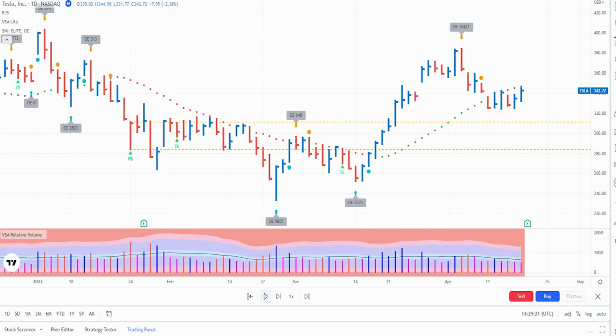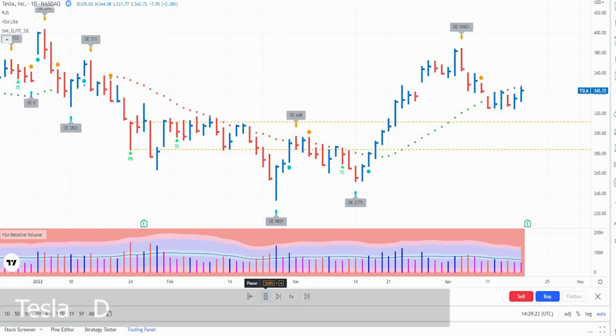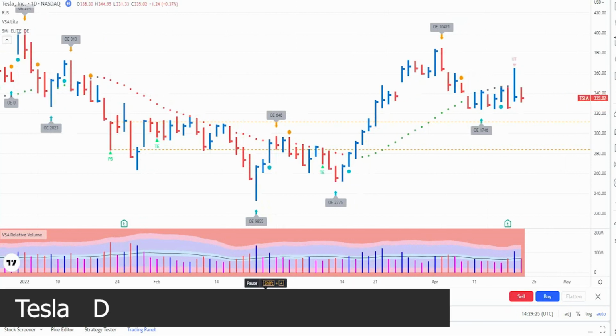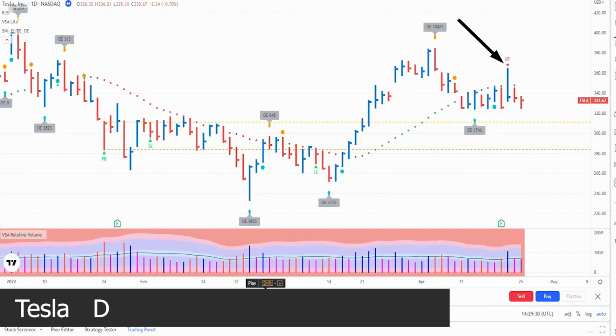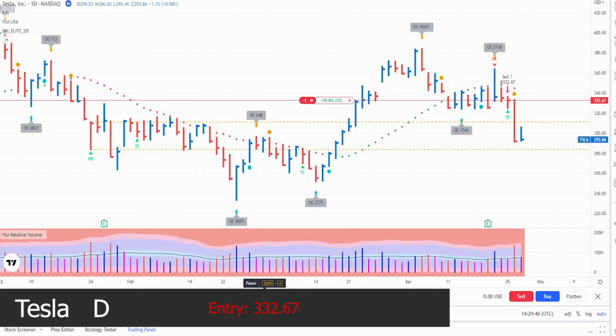Here is an example of a longer-term stocks trade. The stock is Tesla, and we're looking at a daily chart. An upthrust VSA signal appears, a major sign of weakness. We enter on the bar at 332.67. An SMI confirmation orange dot appears on the next bar. This provides an extra layer of confidence that the trade will be successful.